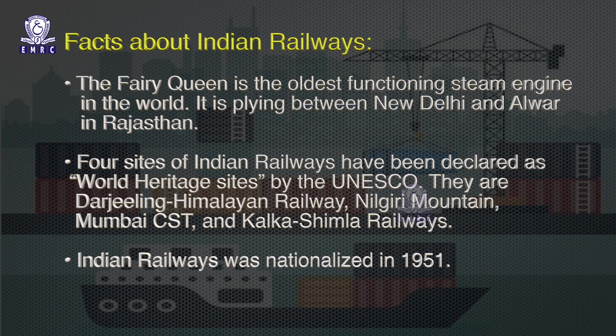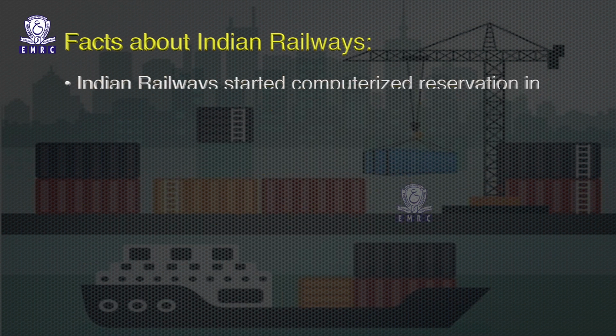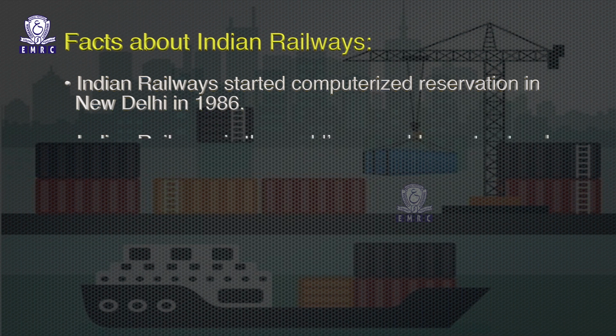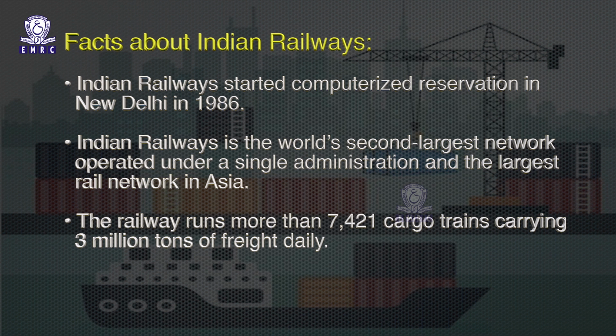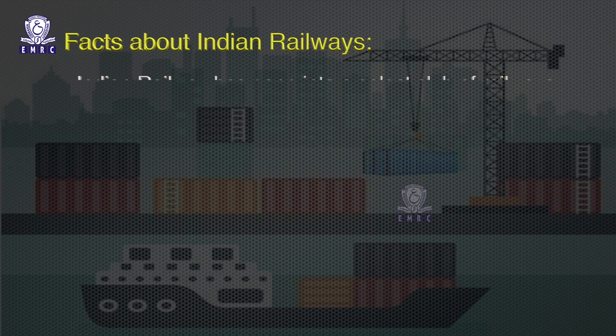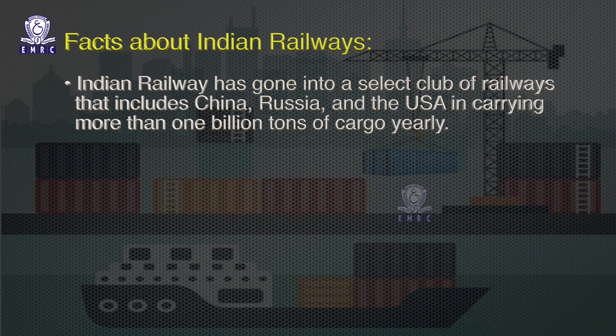India's railways was nationalized in 1951. Toilets were introduced on Indian Railway in 1909. Indian Railways started computerized reservation in New Delhi in 1986. Indian Railways is the world's second largest network operated under a single administration and the largest railway network in Asia. The railway runs more than 7,421 cargo trains carrying 3 million tons of freight daily. Indian Railways has gone into a select club of railways that includes China, Russia and the USA in carrying more than 1 billion tons of cargo yearly.